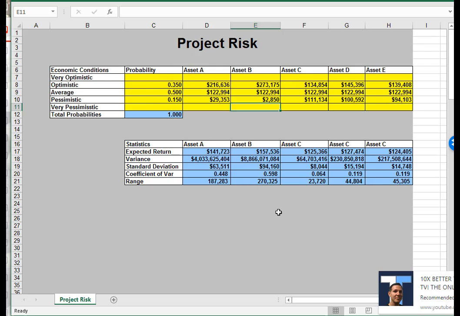So again, if you want to measure the risk of net present value, find the average and then understand something about the underlying statistics. This is the worksheet that will help you do that.